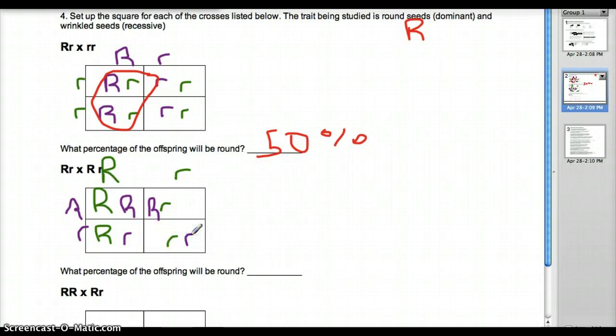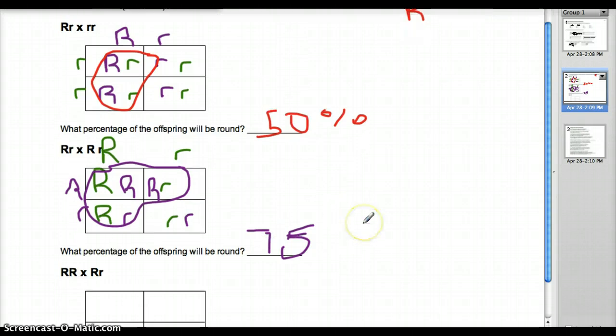Okay, if you look at that, it says what percent of the offspring will be round. Going back up here, it says that round is the dominant trait. So if I have a big R, it doesn't matter if I have two or if I have one. And if you notice right here, I've got 3 that are round. So that's going to be 75%. Okay, I'm not good at drawing these percents.